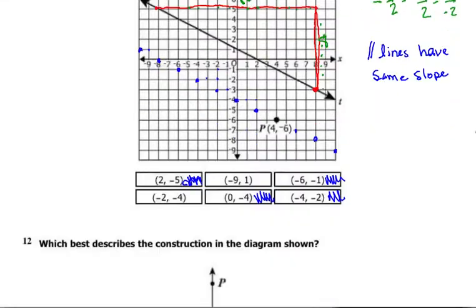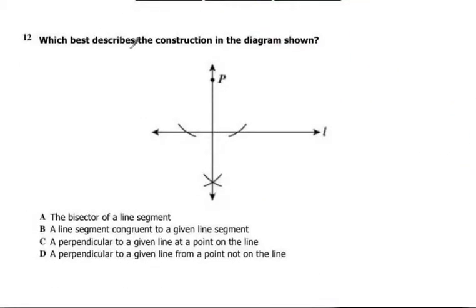All right, number 12. Which best describes the construction in the diagram shown? The bisector of a line segment. Line L is what's given. We're not bisecting that line, because if we were, we would be cutting line L in half, so that one's not right. A line segment congruent to a given line segment? We're not given a line segment, we're given lines, so that's not going to work.